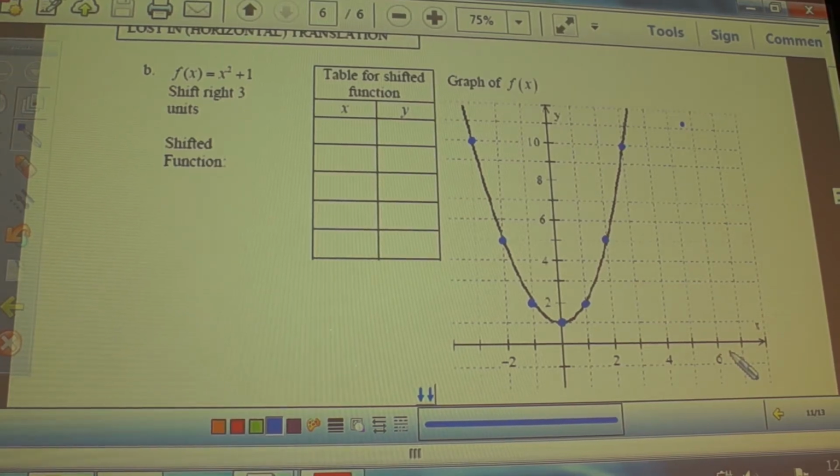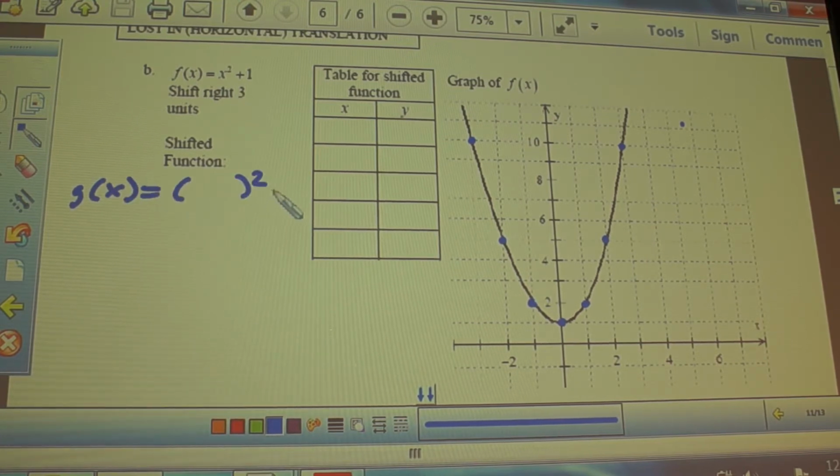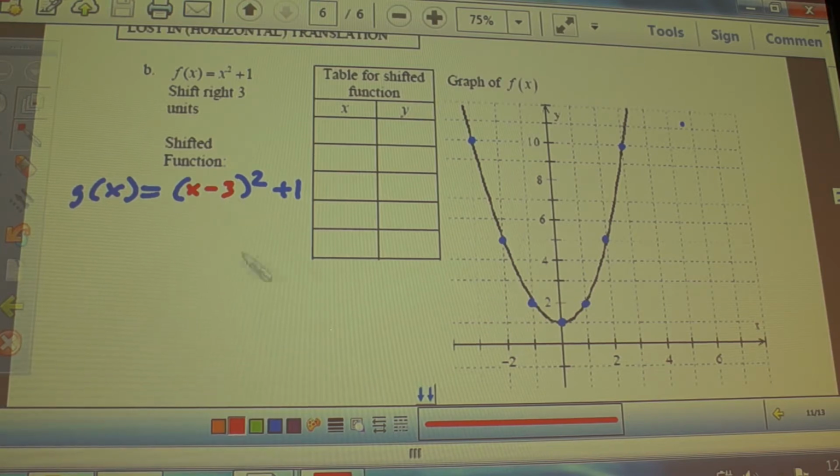Okay, so let's take a look at this one. On our shifted function, I want to go right 3, so it's going to be g of x equals, I see the x, I put a giant parentheses squared plus 1. What goes inside? Right 3 is minus 3, because it's on the inside, it's opposite, and that's it, you're done. You don't have to clean it up at all.